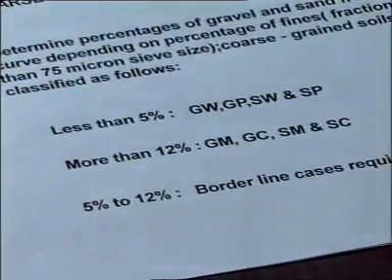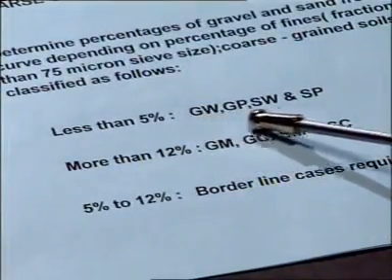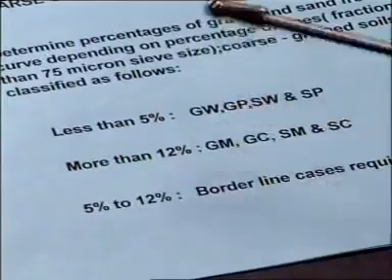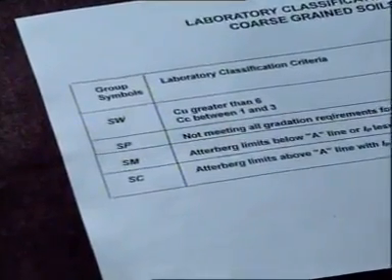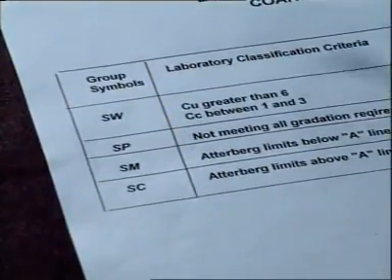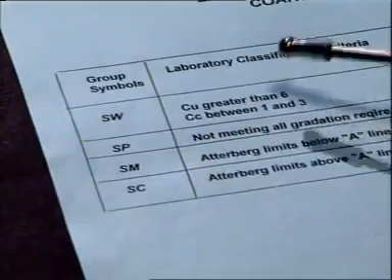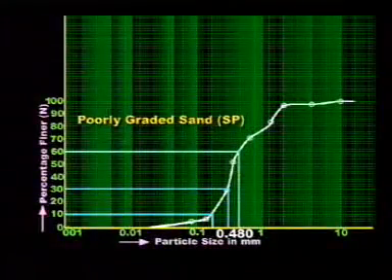In our case, the percentage fine is less than 5%, so classification will fall in this group. In our case, Cu is 2.82 and Cc is 1.18, which is not meeting this requirement, so the classification of soil will be SP, which is poorly graded sand.